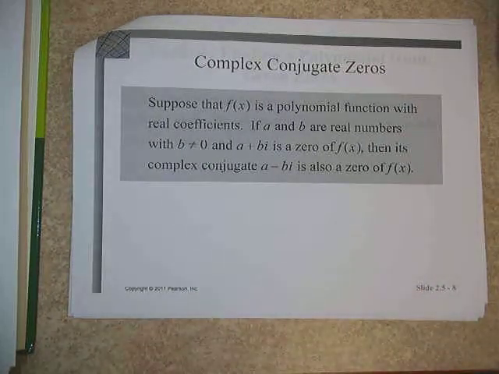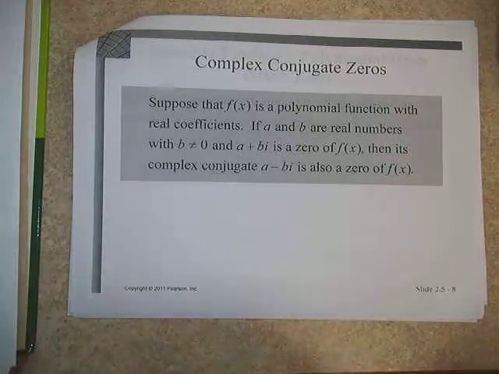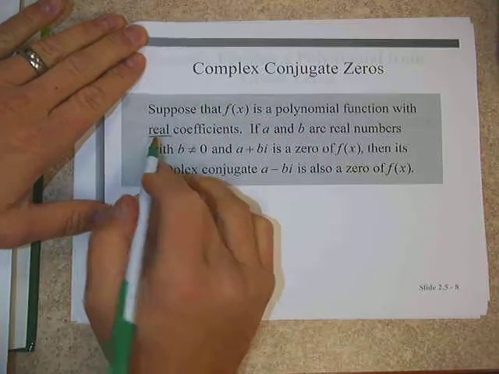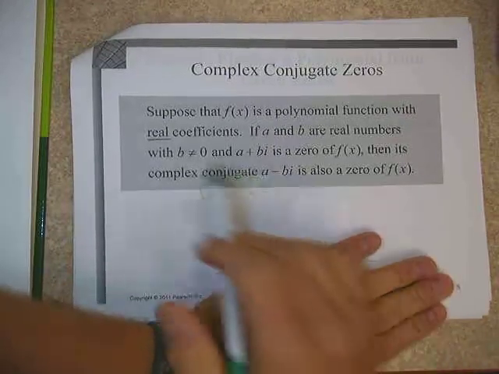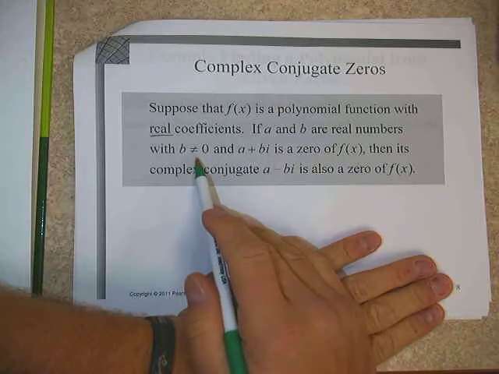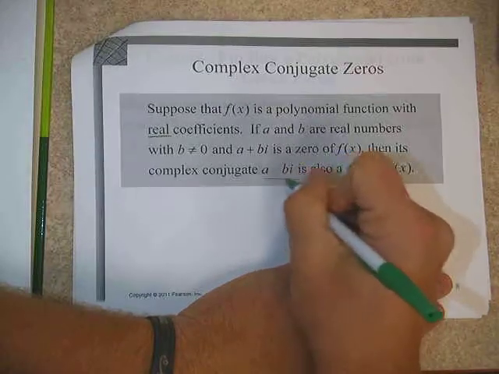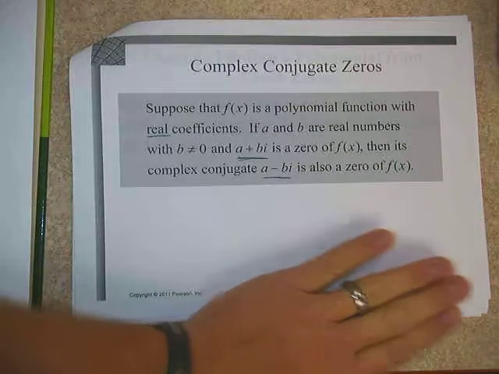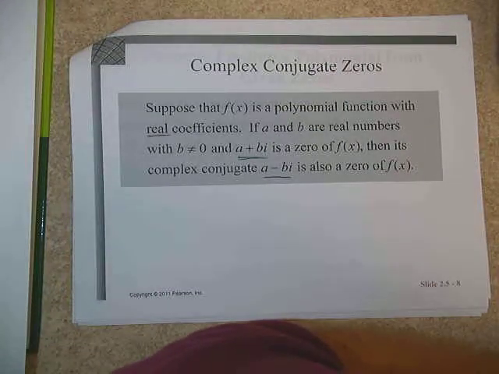Now, you'll notice in that particular case we had 3i and negative 3i as our two zeros. That's not an accident. This is kind of an important theorem. When we have any polynomial function that has real coefficients, and this is key, it's got to have real coefficients, we can't have one of the coefficients be 3i or something like that. If a and b are real numbers, b not equal to 0, and a plus bi is a zero of the function, then its complex conjugate, a minus bi, is also a zero.